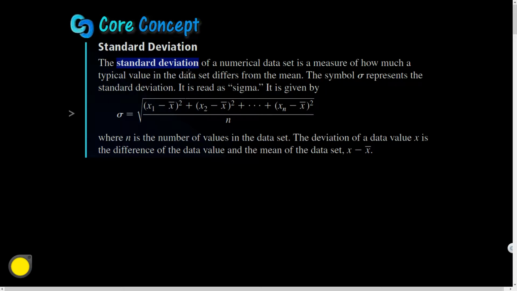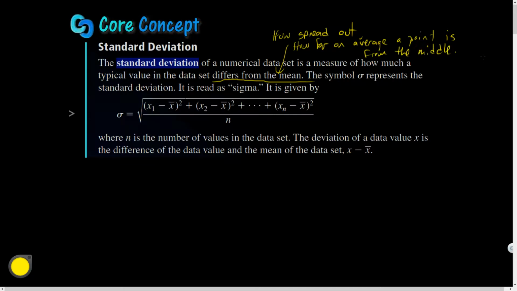You with me? All right. The standard deviation of a numerical data set is a measure of how much a typical value in the data set differs from the mean. I'm going to call that how spread out. How far, on average, a point is from the middle. Okay? That's what we're trying to describe. How spread out is the data.